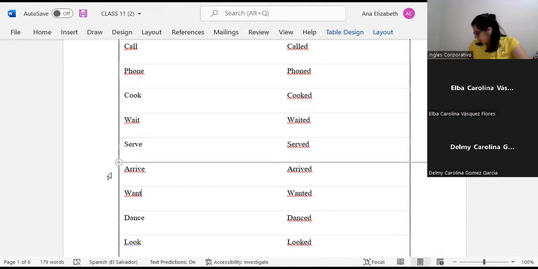Porque ¿cuál sería el verbo principal en la oración que usted dijo, Delmi? Want. Entonces, el otro sería un infinitive. Entonces, ¿cómo sería un example that we use dance as a verb? Last night, I danced with my boyfriend. Yes, excellent.